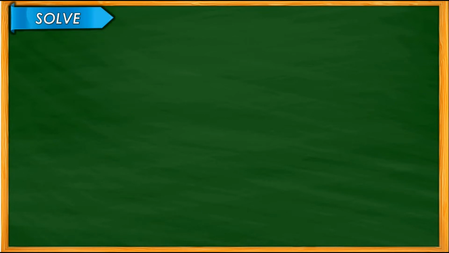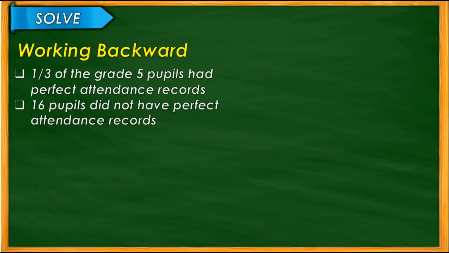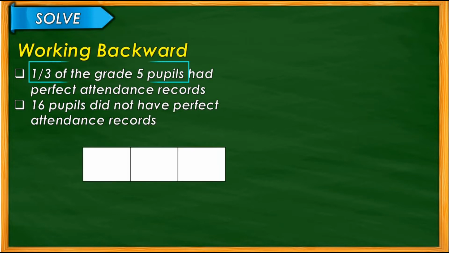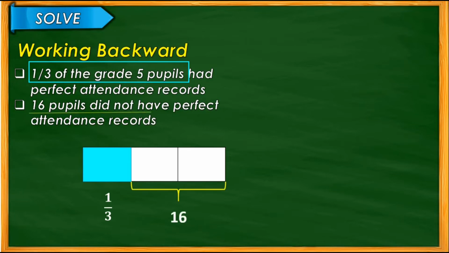And then we're going to solve using working backward. This would be the given. 1/3 of the grade 5 pupils is one part, and 16 pupils is the other part. Let's solve this one using working backward. 1/3 of the class had a perfect attendance, so this would be the part. We can say the rest is 2/3. So let's multiply.